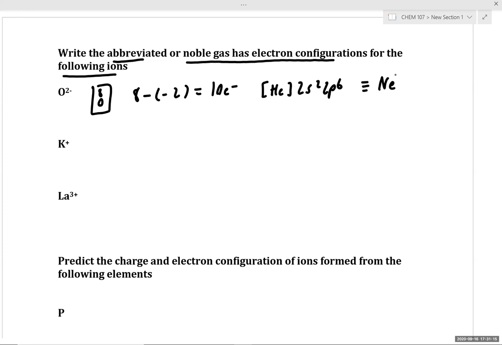So what I'd like you to do is take about 2 to 3 minutes and write the configurations for potassium plus and lanthanum 3 plus. And remember, start with your electron count and then go from there. We'll discuss this example in about 2 to 3 minutes, and I'd like to see a few electron configurations proposed in the chat.